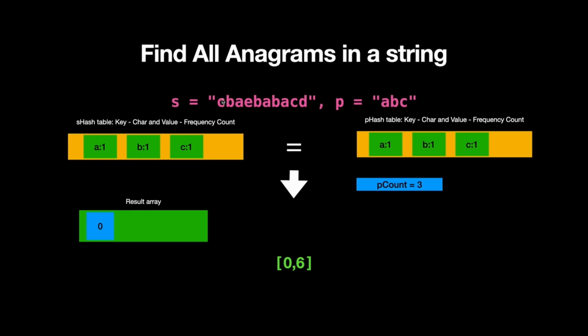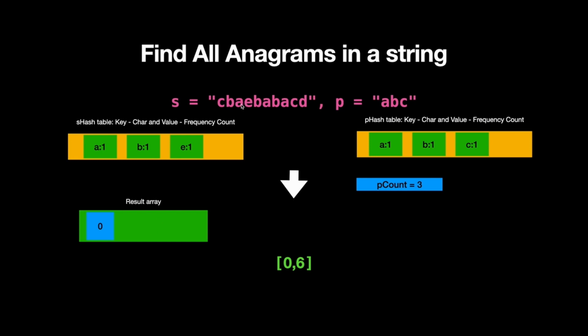So we'll remove the C from our hash table, and we will insert E over here, right? So now the next sliding window would have BAE. So if this S hash table is equal to P hash table, but it is not equal to P hash table, then we'll not insert this index 1 in our array.